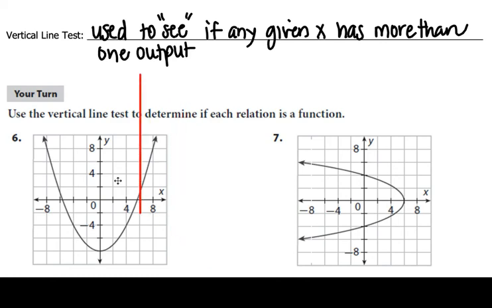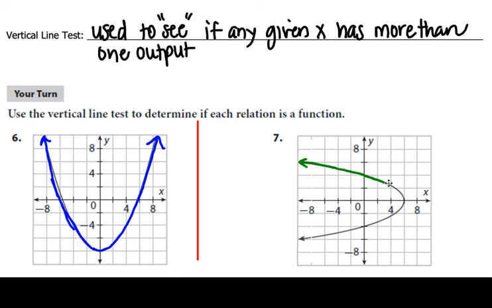And now I can use my vertical line test to see if each relation is a function. So as long as my vertical line passes through the graph, so this is a graph that's a curve. Let me draw it for you. So here's my graph. This blue graph, we want to determine if it's a function. So we take our vertical line, and as long as I don't pass through the graph more than one time at any given point, it's a function. Number 6 is indeed a function.